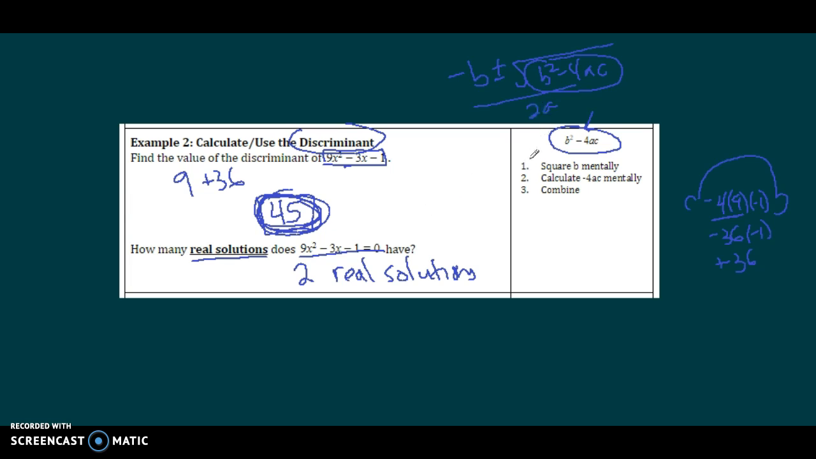Right now, I just want to emphasize doing math mentally, making sure you remember what's A, what's B, and what's C, and just being careful when you do your calculations.